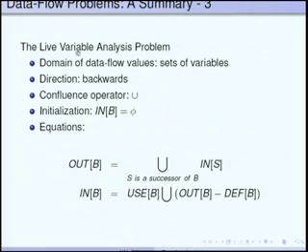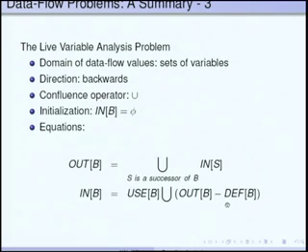The live variable analysis problem is one in which the data flow values are all sets of variables, and direction is backwards, confluence operator is union, the initialization is in B equal to phi, equations are out B equal to union of in S, S being a successor, in B equal to use B union out B minus def B.